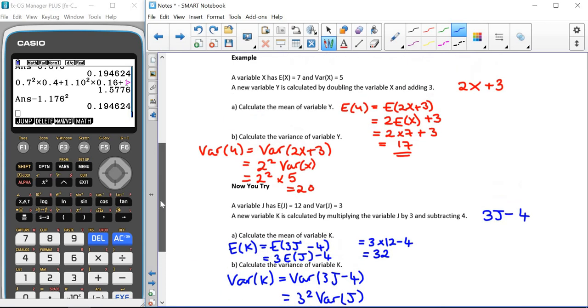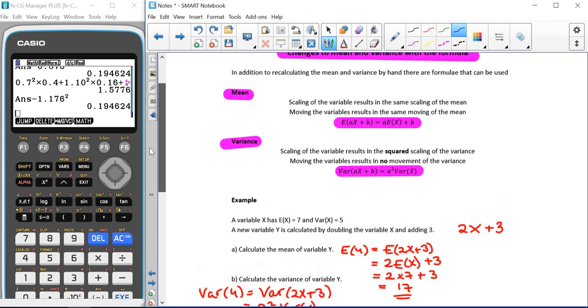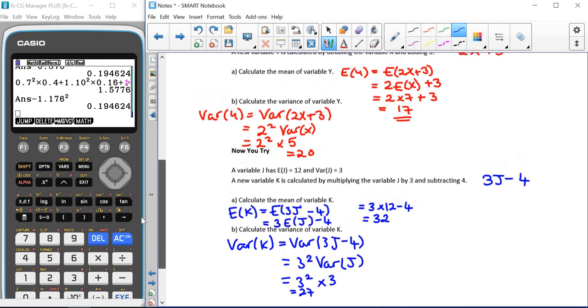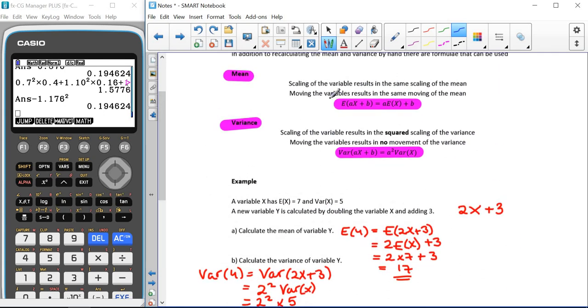So you can see how it's very handy to remember these formulas. Unfortunately, you are not given them in the formula booklets. You have to remember them. So make sure that you do a lot of practice using the formulas to help you to find the expectation and mean when we have multiplications and additions or subtractions happening to our mean and expectation.